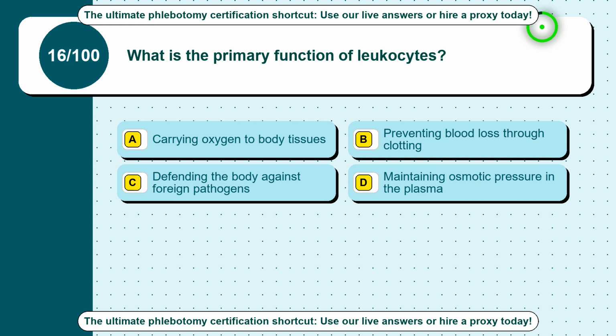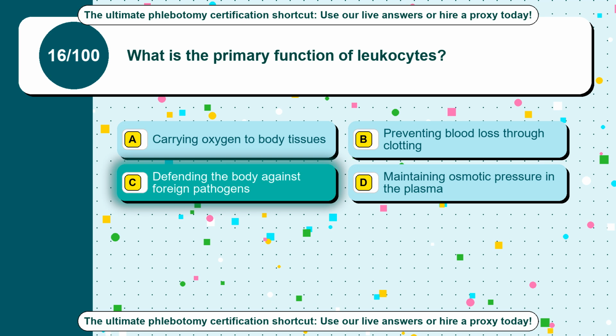Question 16. What is the primary function of leukocytes? Option A, carrying oxygen to body tissues. Option B, preventing blood loss through clotting. Option C, defending the body against foreign pathogens. Option D, maintaining osmotic pressure in the plasma.